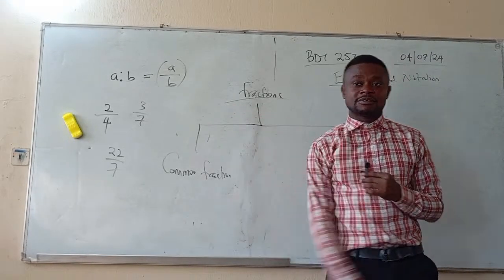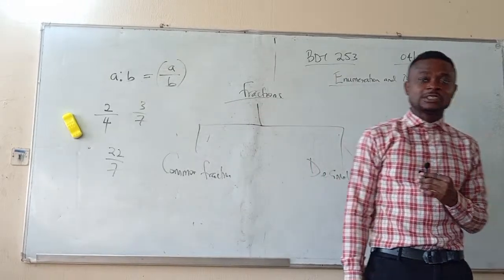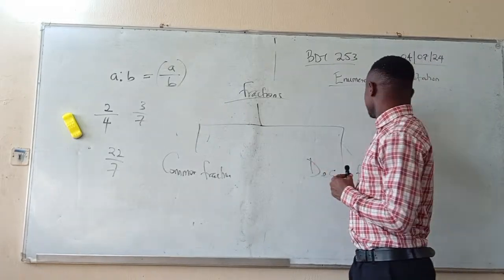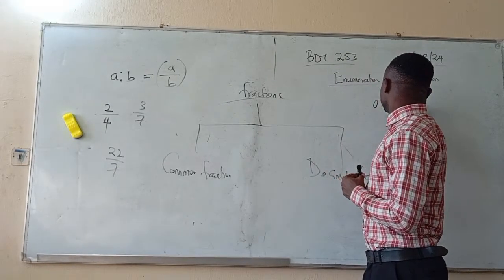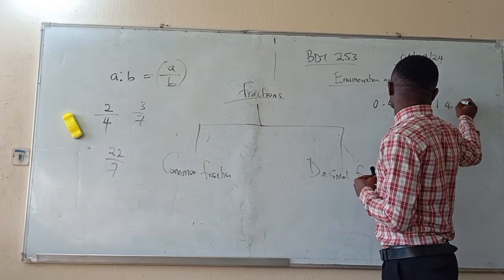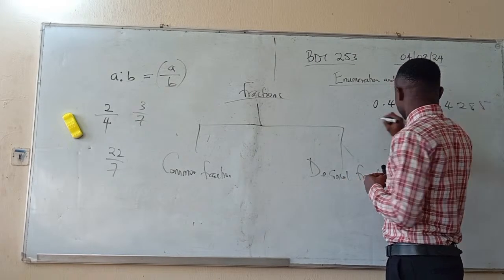Divide 3 over 7. Does it have a pattern? Do it. Okay, call it 4, 2, 8, 5, 7, 1. 4, 2, 8, 5, 7, 1. So it's a rational number.